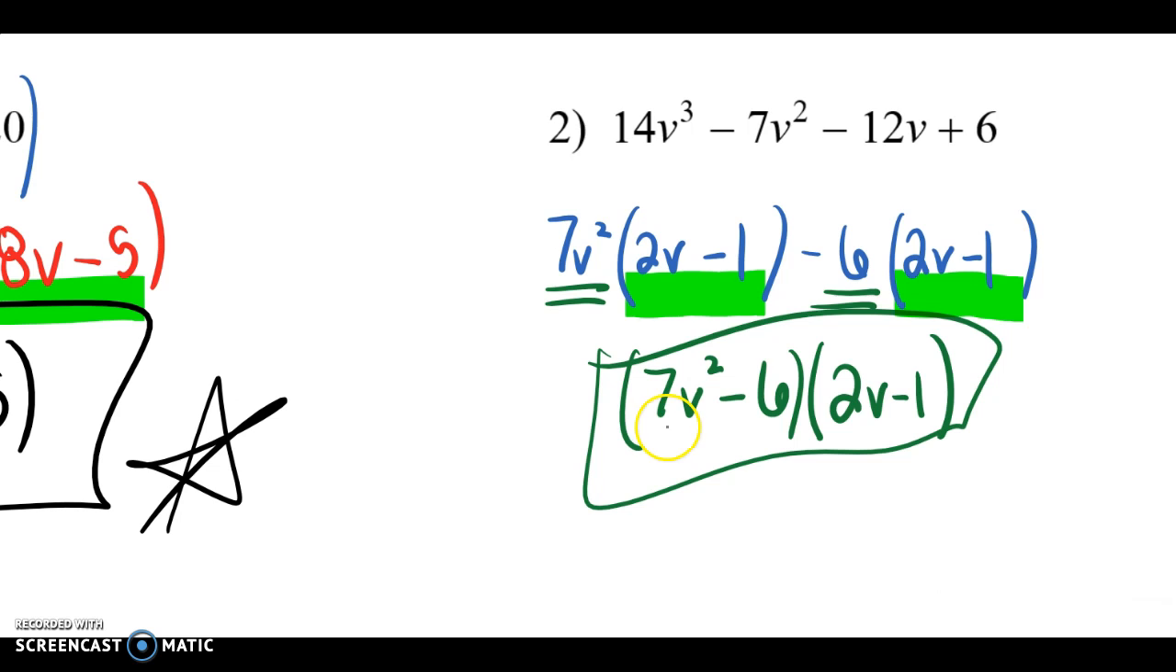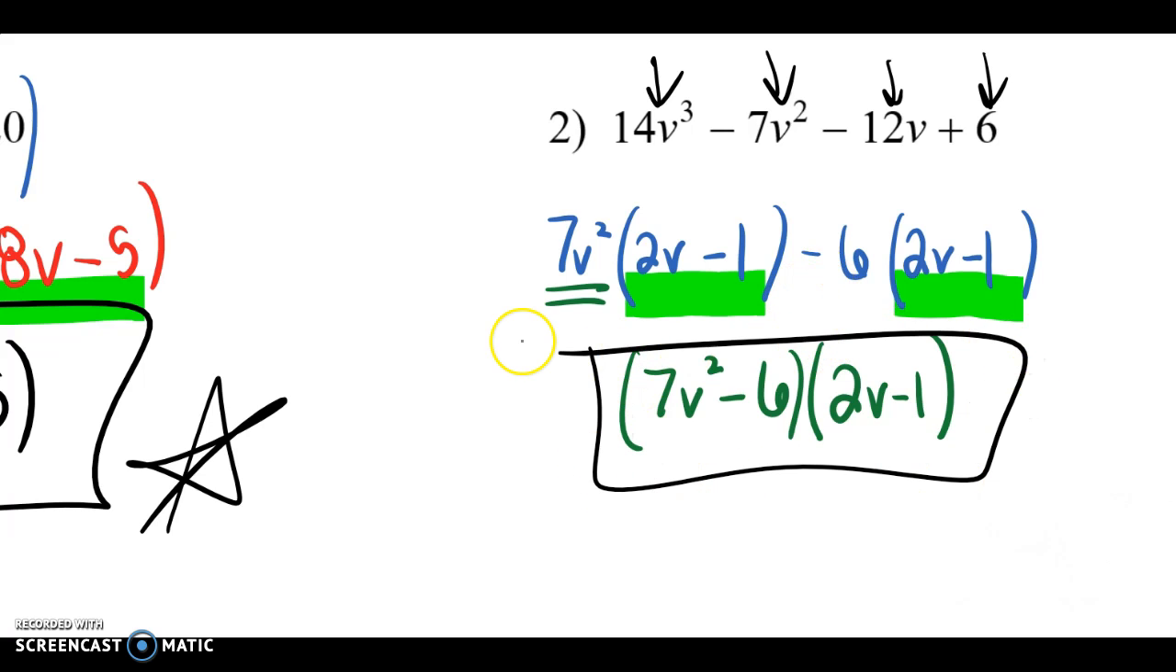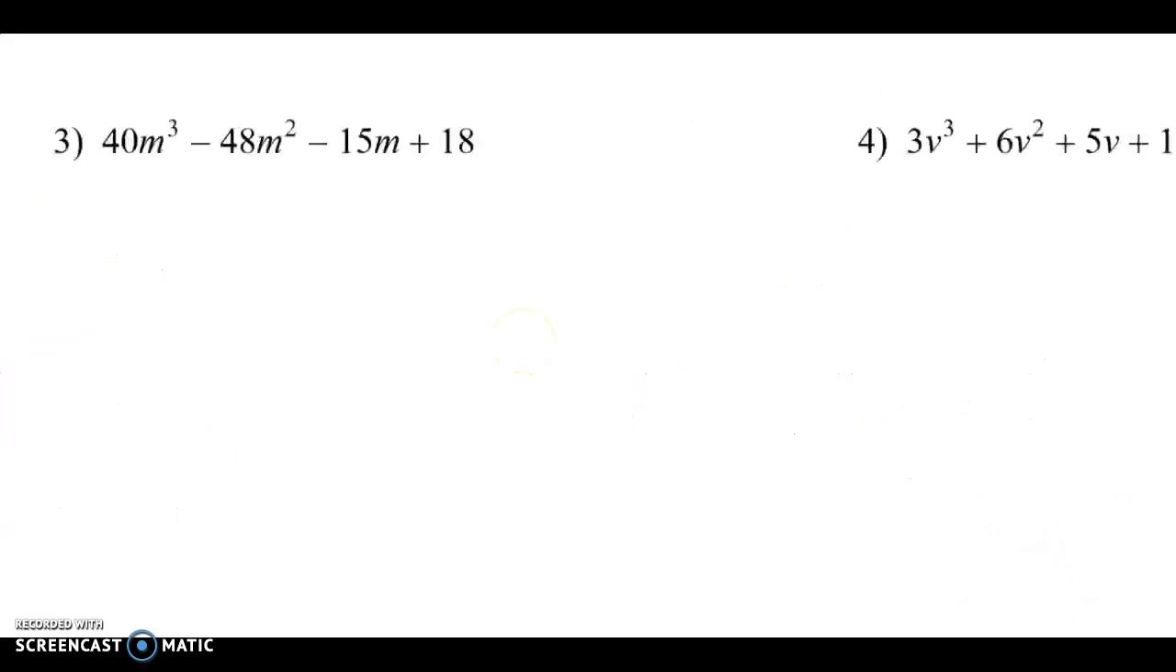Just real quickly here, 7V squared times 2V, this term. 7V squared times negative 1 is that term. Negative 6 times 2V is that term, and negative 6 times negative 1 is that term. So now I'm feeling pretty confident that I did this one correctly, and there's our solution.